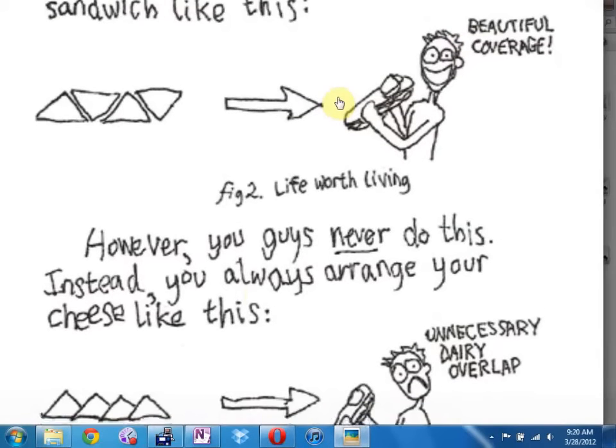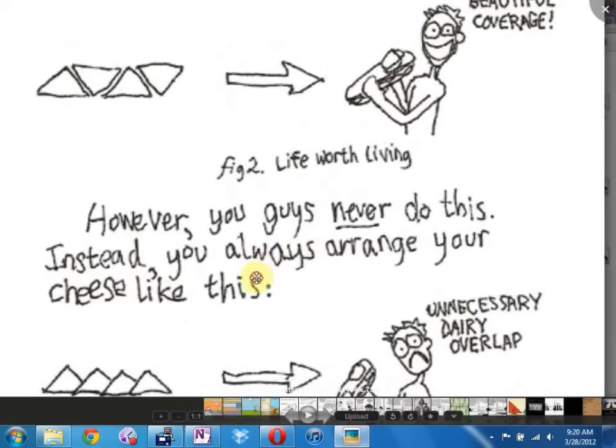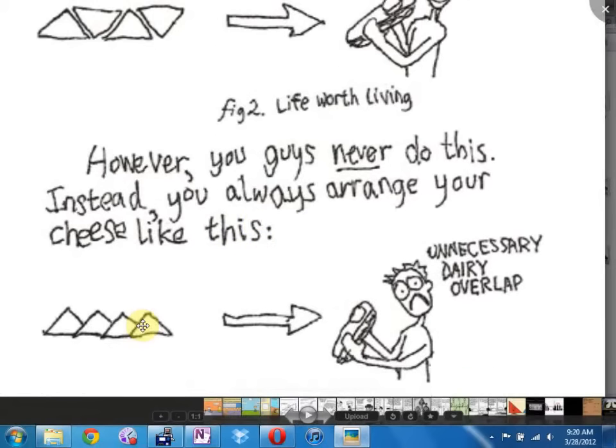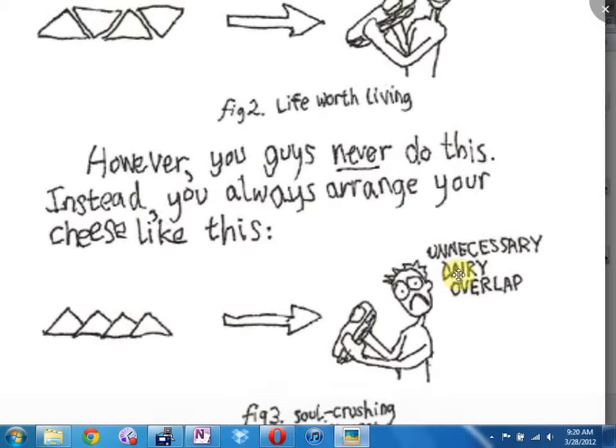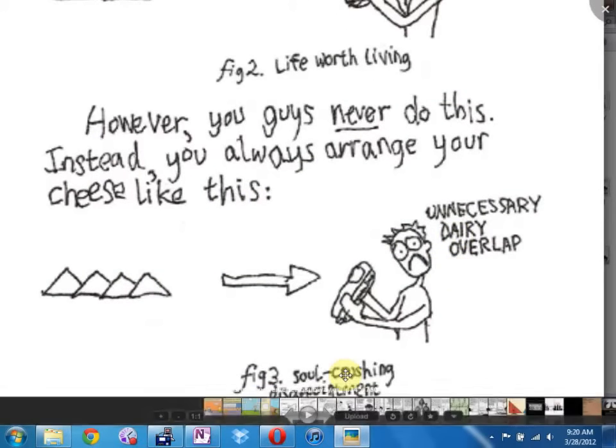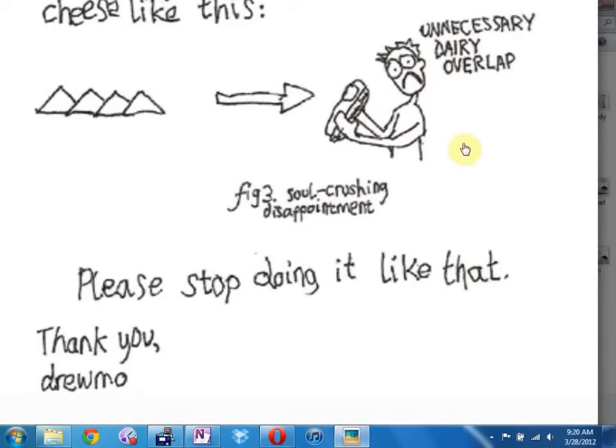However, you guys never do this. Instead, you always arrange your cheese like this. Unnecessary dairy overlap. Figure 3, soul-crushing disappointment. Please stop doing it like that. Thank you, Drumo. I've been told in Australia, and apparently in the interior, they have stopped doing it that way, but I know the one in East Maple Ridge still has unnecessary dairy overlap. Oh, terrible.